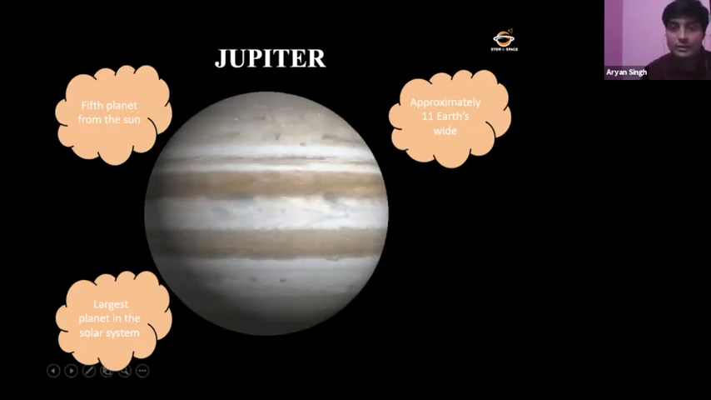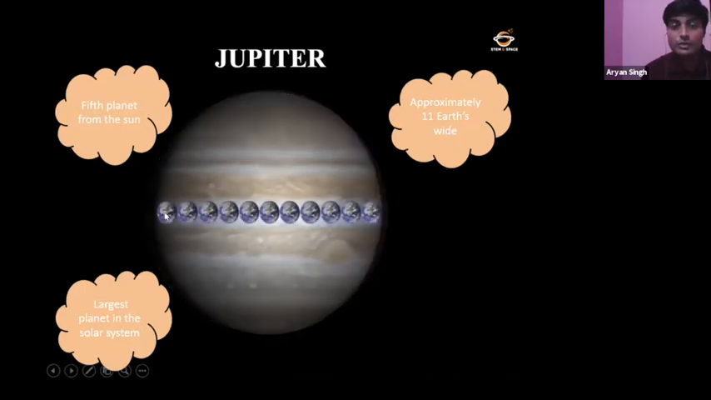It will take approximately 11 Earths. So Jupiter is 11 Earths wide. Now you can imagine it's a really, really huge planet. Okay, so 11 Earths wide. And do you know, if I have to fit Earth inside Jupiter, then how many Earths will fit? Any guesses? Can somebody guess in the chat?